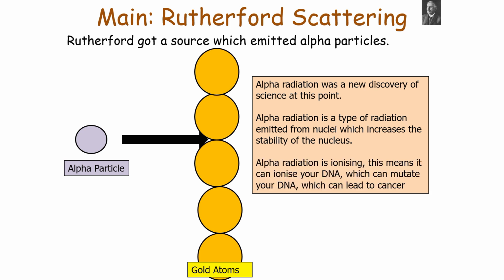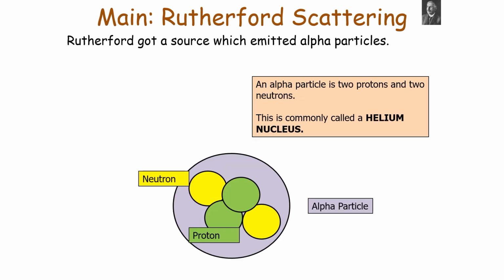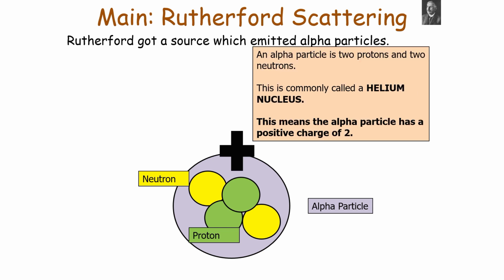So as well, we know that alpha radiation is ionizing, which means it can ionize your DNA, which can mutate your DNA and can lead to cancer. So this alpha particle source is important because it emitted alpha particles, which are made of 2 protons and 2 neutrons, commonly called the helium nucleus. So this meant the alpha particle had an overall positive charge.